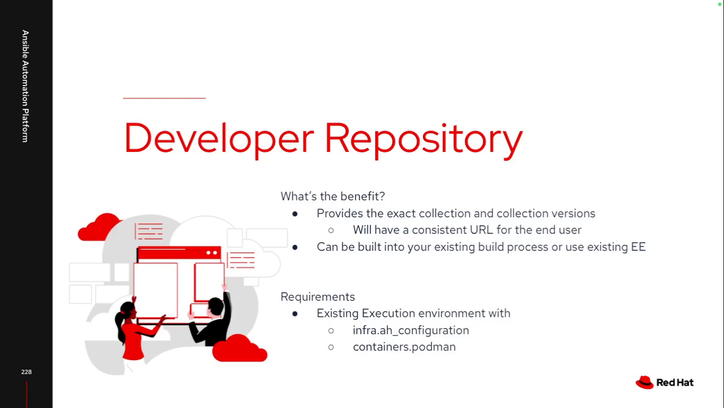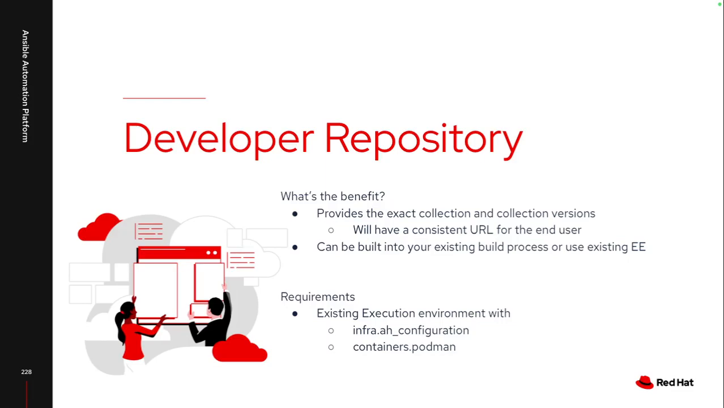From a build process, all I needed were two collections for this to work, the infra.ah configuration and containers.podman. So the configuration I used to actually make the repository, and then I use containers.podman to do the Ansible Galaxy collection list in my execution environment. Then I just use the URI module to hit an endpoint in Private Automation Hub to provide all of the different collections and versions to it.